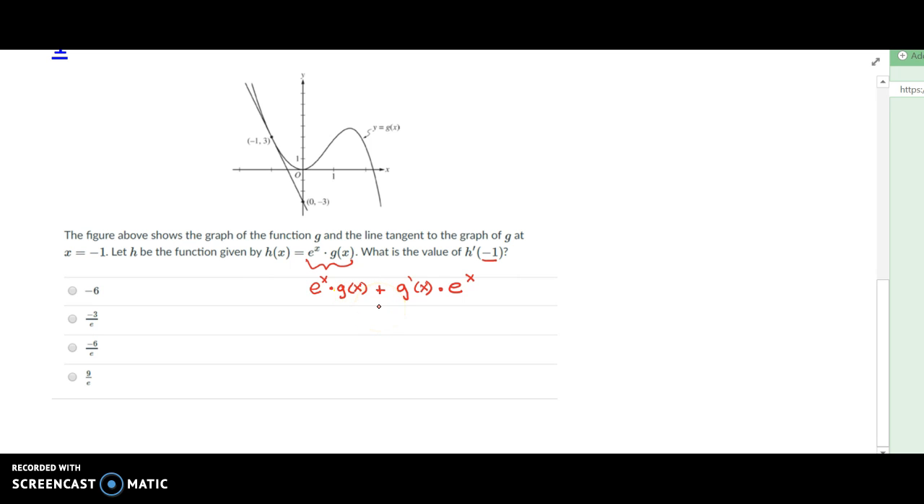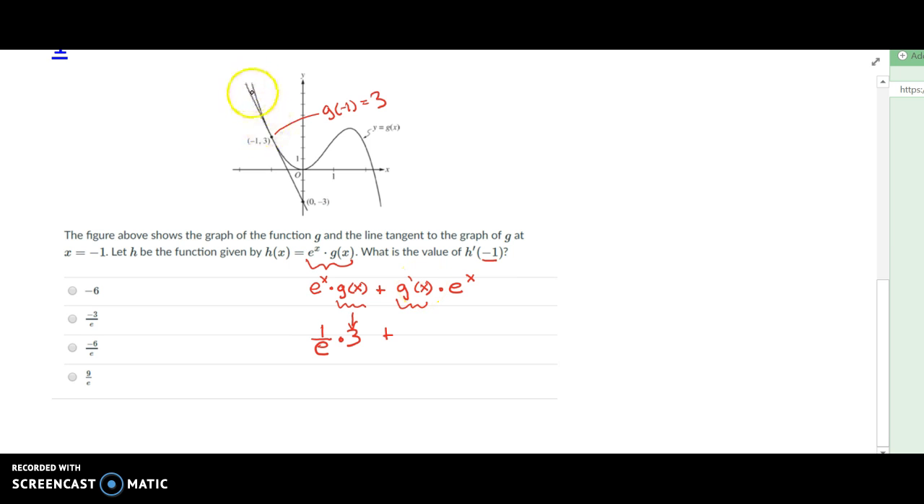And so really the only tricky parts are what is the derivative of g of x and what is g of -1. In the graph, you can see that g of -1 is really 3. So that one we know. And we know that e to the -1 is really 1 over e, because of the negative power. Plus, we need the derivative of g right at -1.